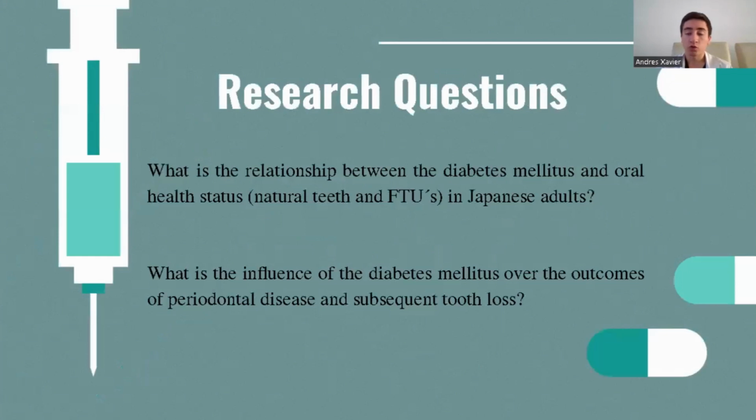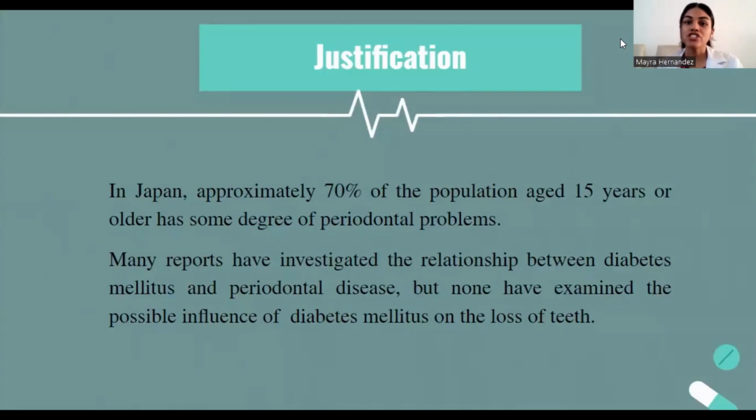And then we have the research questions. The first one being, what is the relationship between diabetes mellitus and oral health status, meaning mainly natural teeth and functional tooth units in Japanese adults? And the second one, what is the influence of diabetes mellitus over the outcomes of periodontal disease and subsequent tooth loss?